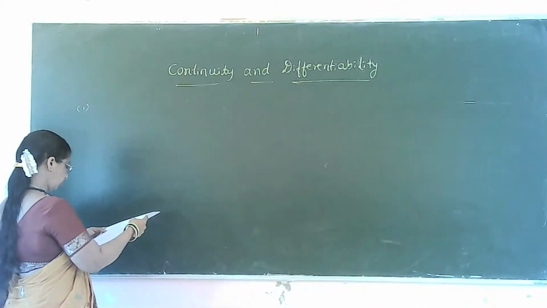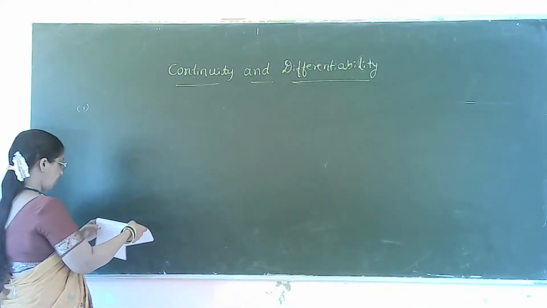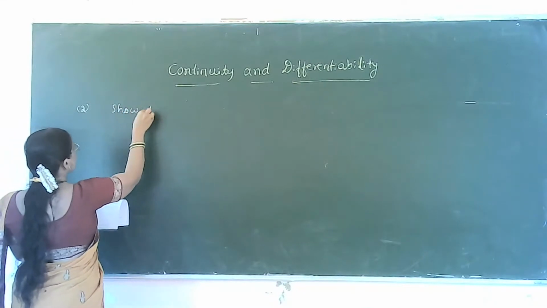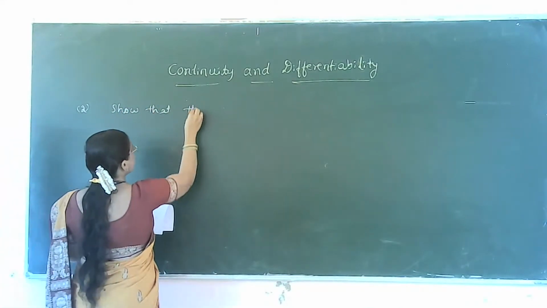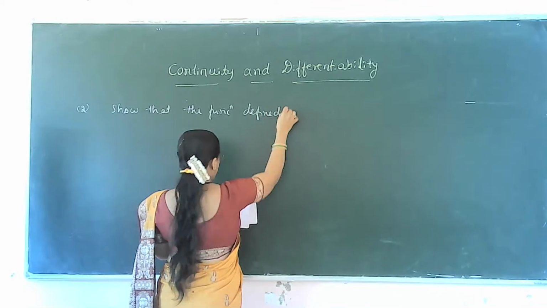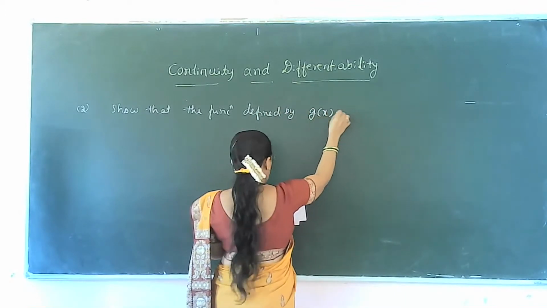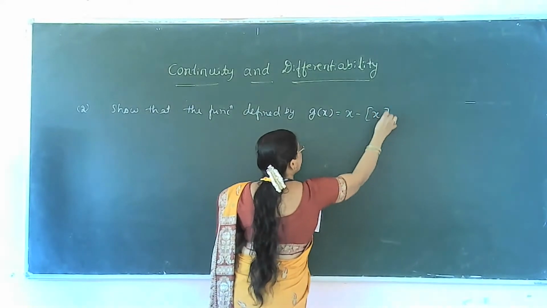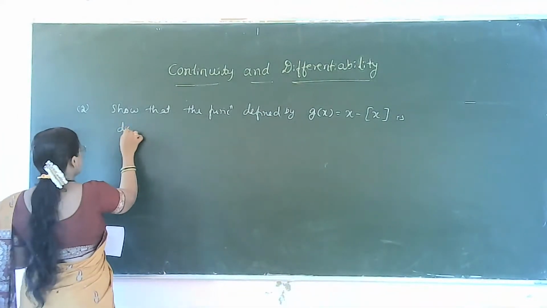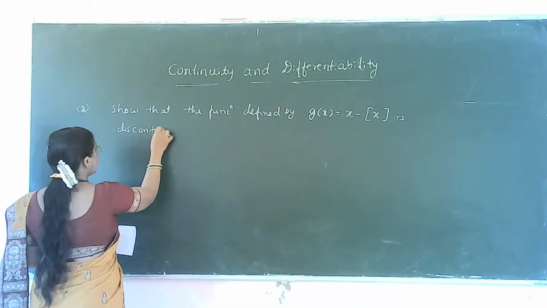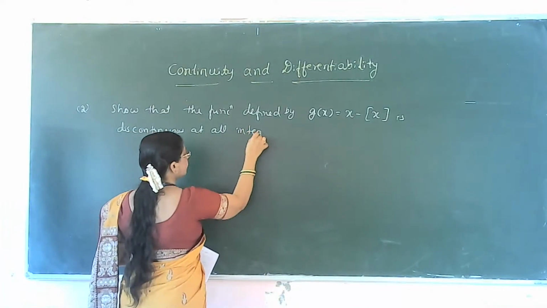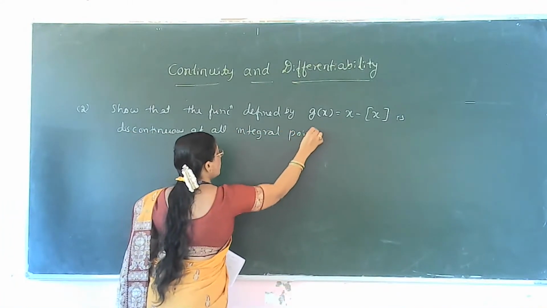It is one more problem. Show that the function defined by g of x is equal to x minus [x] is discontinuous at all integral points.